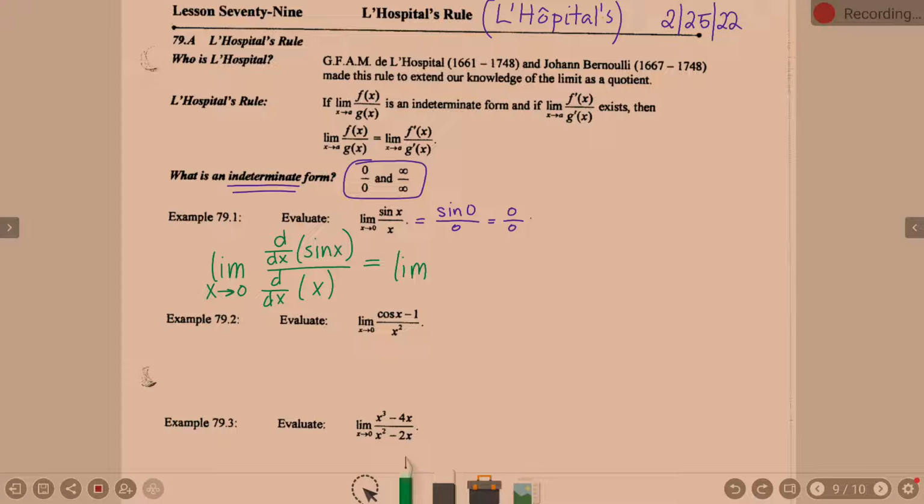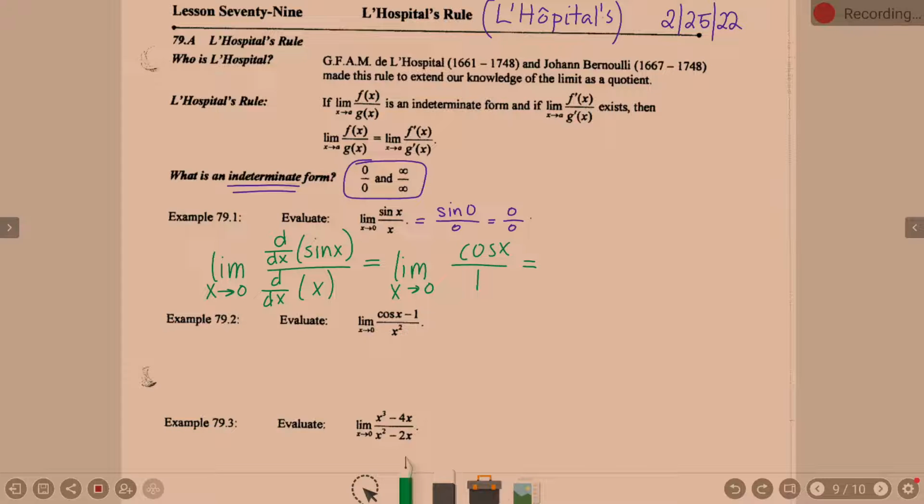So, as you can guess, it is still the limit as x approaches 0. What is the derivative of sine x? Cosine x, over what is the derivative of x? 1. Well, I'm definitely not getting 0 over 0 this time, am I? So now we are ready to plug in 0.